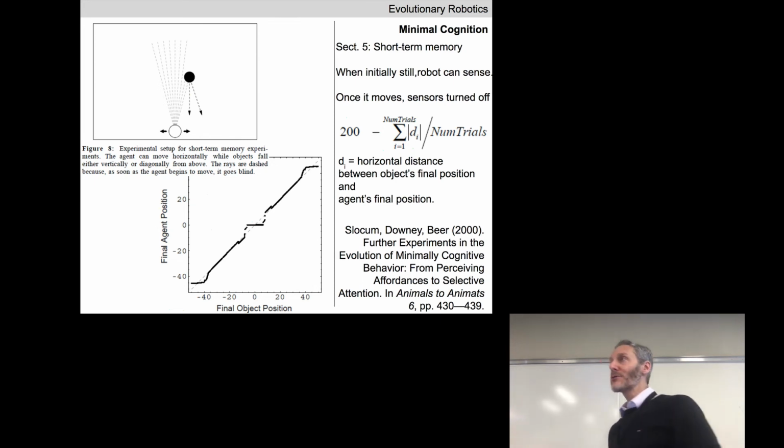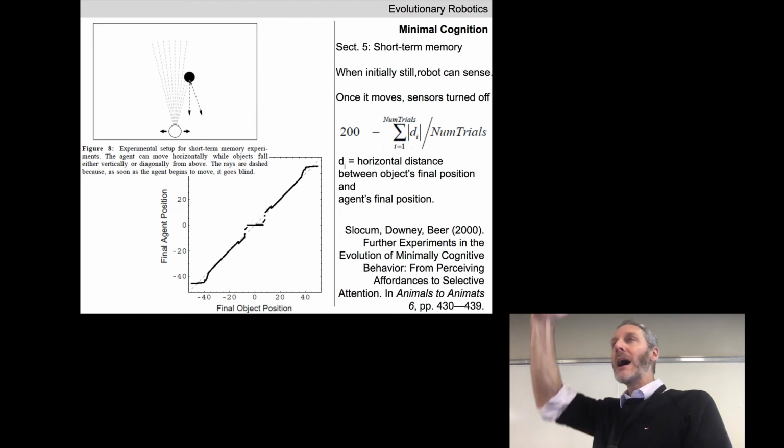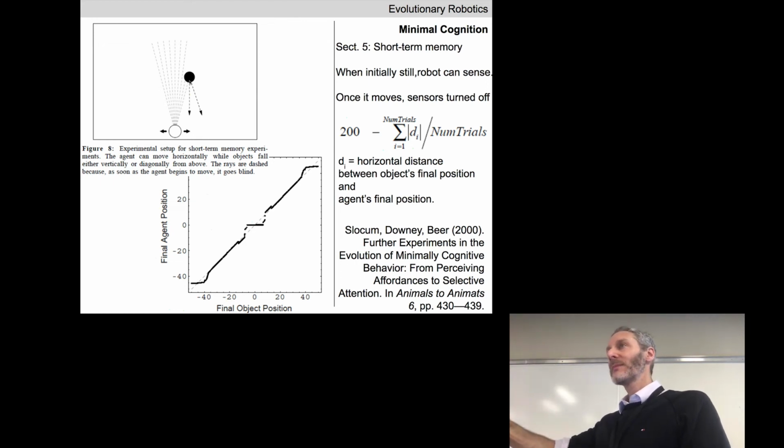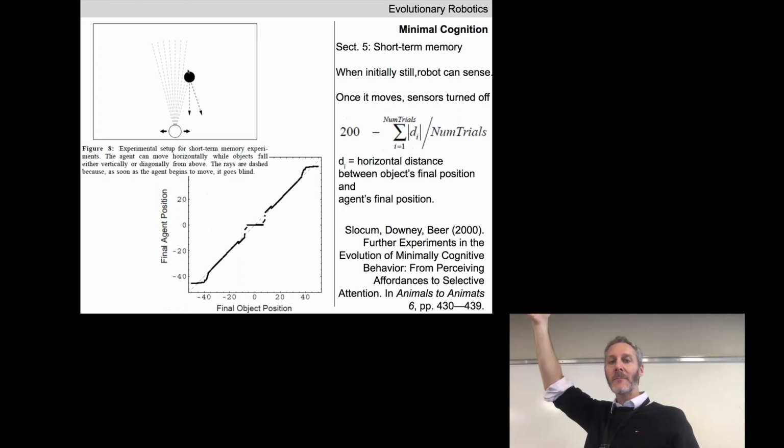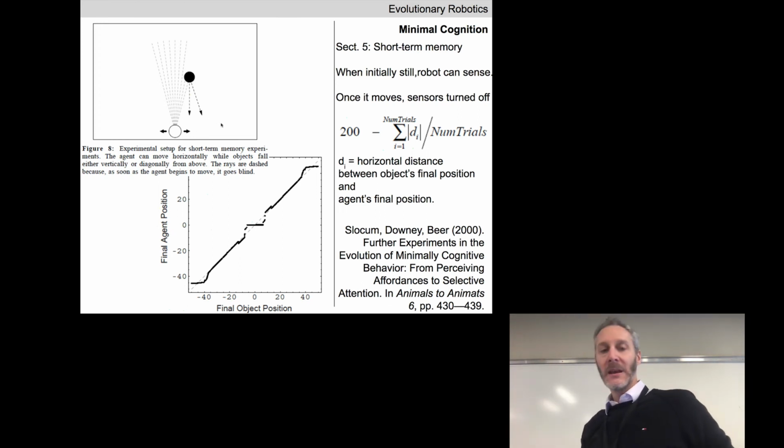Okay, let's look at the third of the four minimal cognition events. In this case, we're going to go back to a robot that is moving left and right towards the bottom of the screen. We have objects that are falling, and any one object falls in a straight line, but they can fall at different angles. They can fall straight towards the robot, they can fall at an angle.